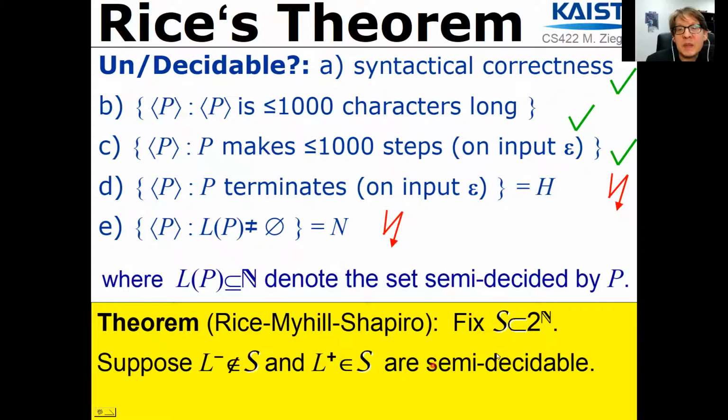And we want this to be non-trivial. That means we want at least one subset of natural numbers to belong to this hyperset, this collection of subsets. And we want one to not belong to that. That's the non-triviality of this collection of subsets.